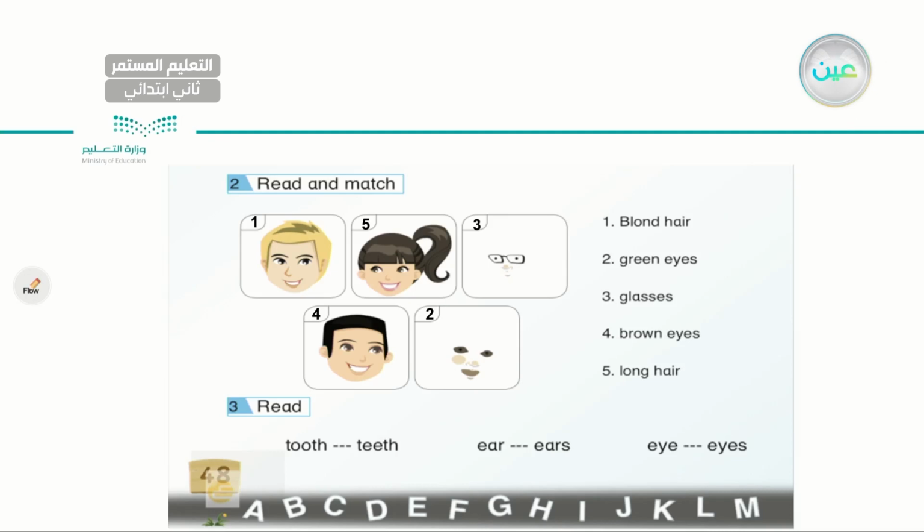Okay, now, below number 3, I have the plural of some facial parts. Like what, for example? Tooth, that's singular. Teeth are plural. Ear, ears. Eye, eyes. Very good. So I have plural nouns. Let's read them one more time. Tooth, teeth, ear, ears, eye, eyes. Very good, my dear student.